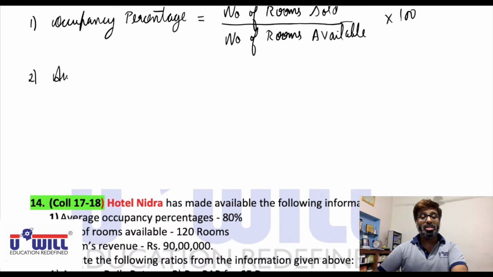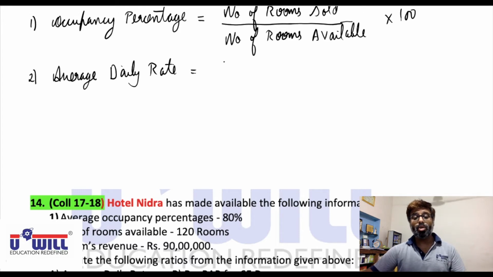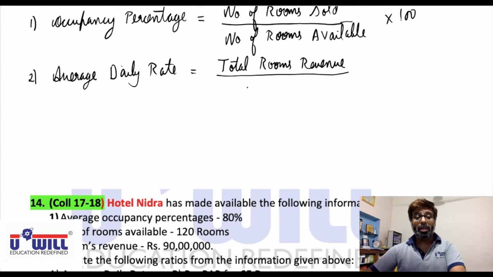Second formula what is used in practical exams is average daily rate. Generally this is asked in exams, average daily rate. So total rooms revenue divided by total number of rooms sold. Okay, total rooms revenue divided by number of rooms sold will give you average daily rate.